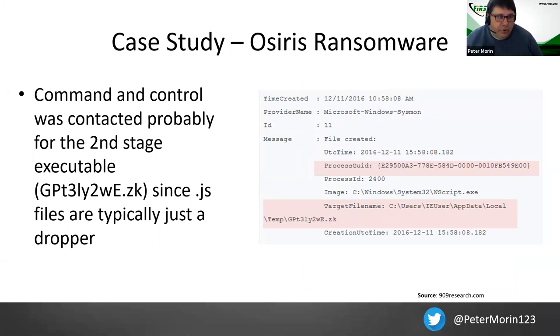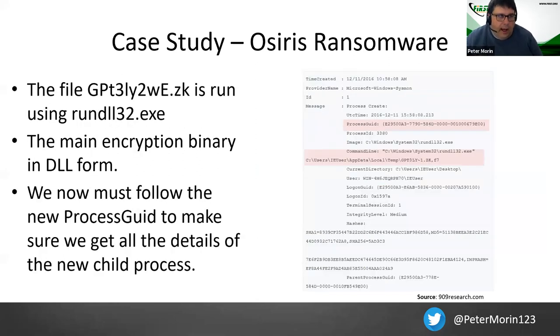So command and control is contacted probably for a second stage executable since the JS file is typically just a dropper. So you could see here, following that same process GUID, we have a target file name of that .zk file that was created. The file GPT3LY2W whatever is run using rundll32. You can see that in the command line. And we're still following that process GUID. But in this case, because we've executed a new exe using rundll32, we now have a new process GUID. So now we have to make sure we're watching that new process GUID because it is considered a child of this parent.